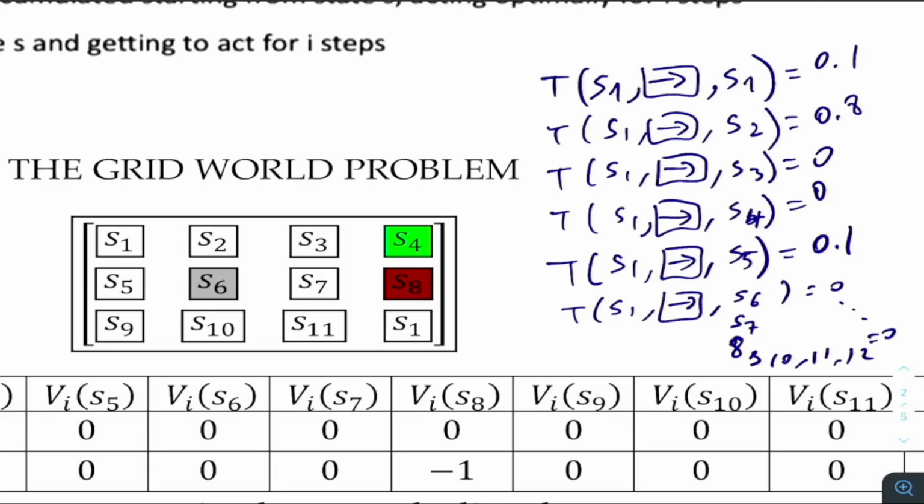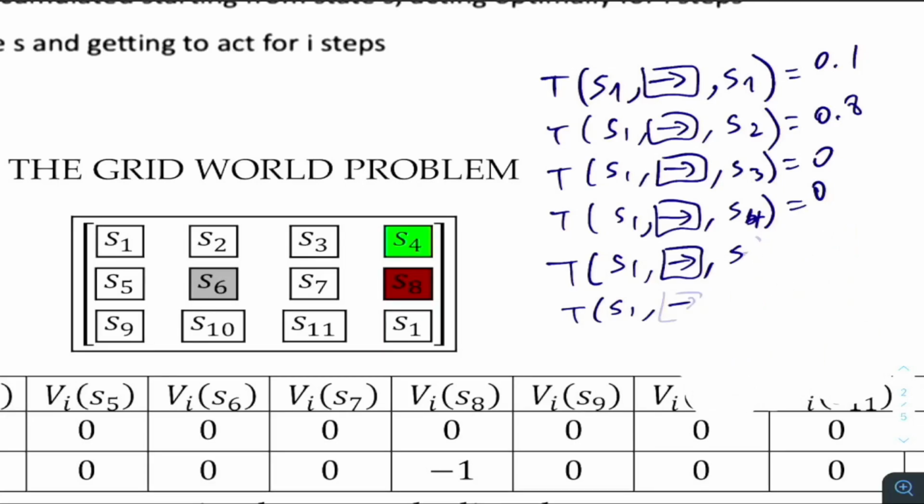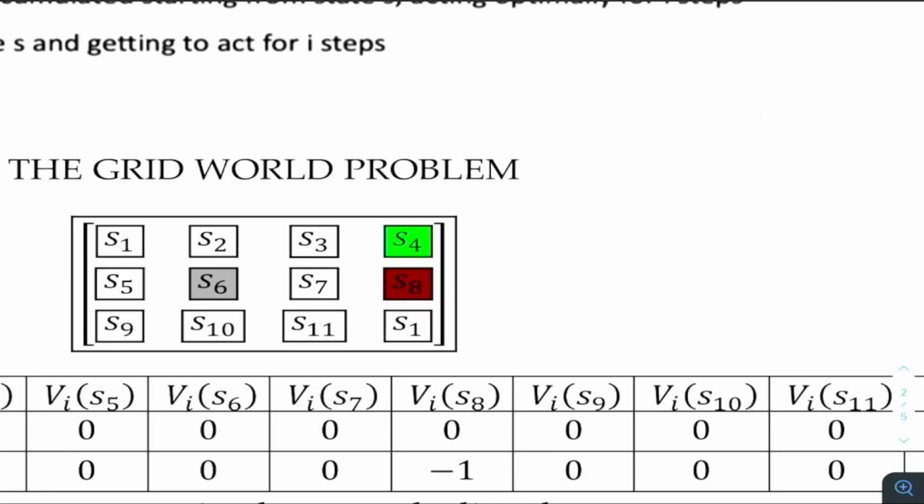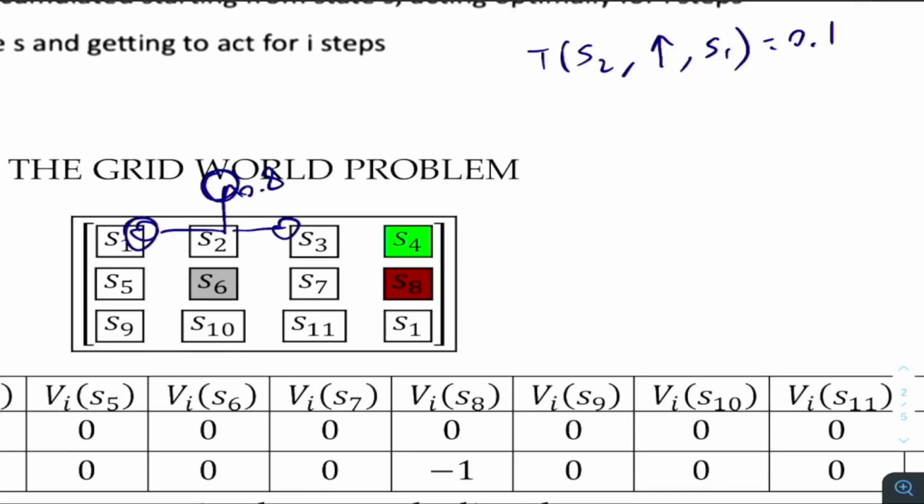All right, so that was the transition function. And after that, I'm going to write for up. Up, S1, what is that? 0.1. When you go this way, you have a chance of getting to that part. And this is 0.8, this is 0.1, and this is 0.1.